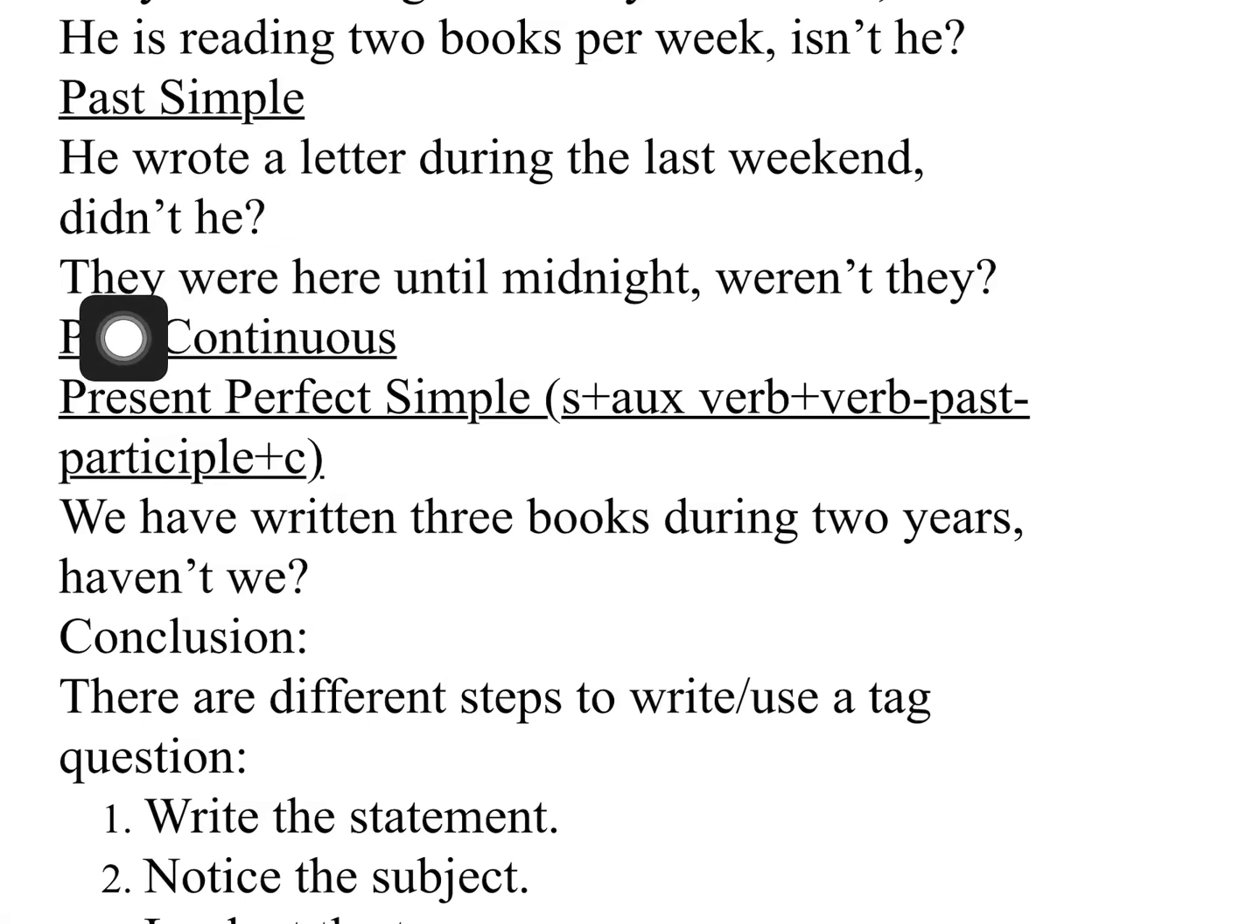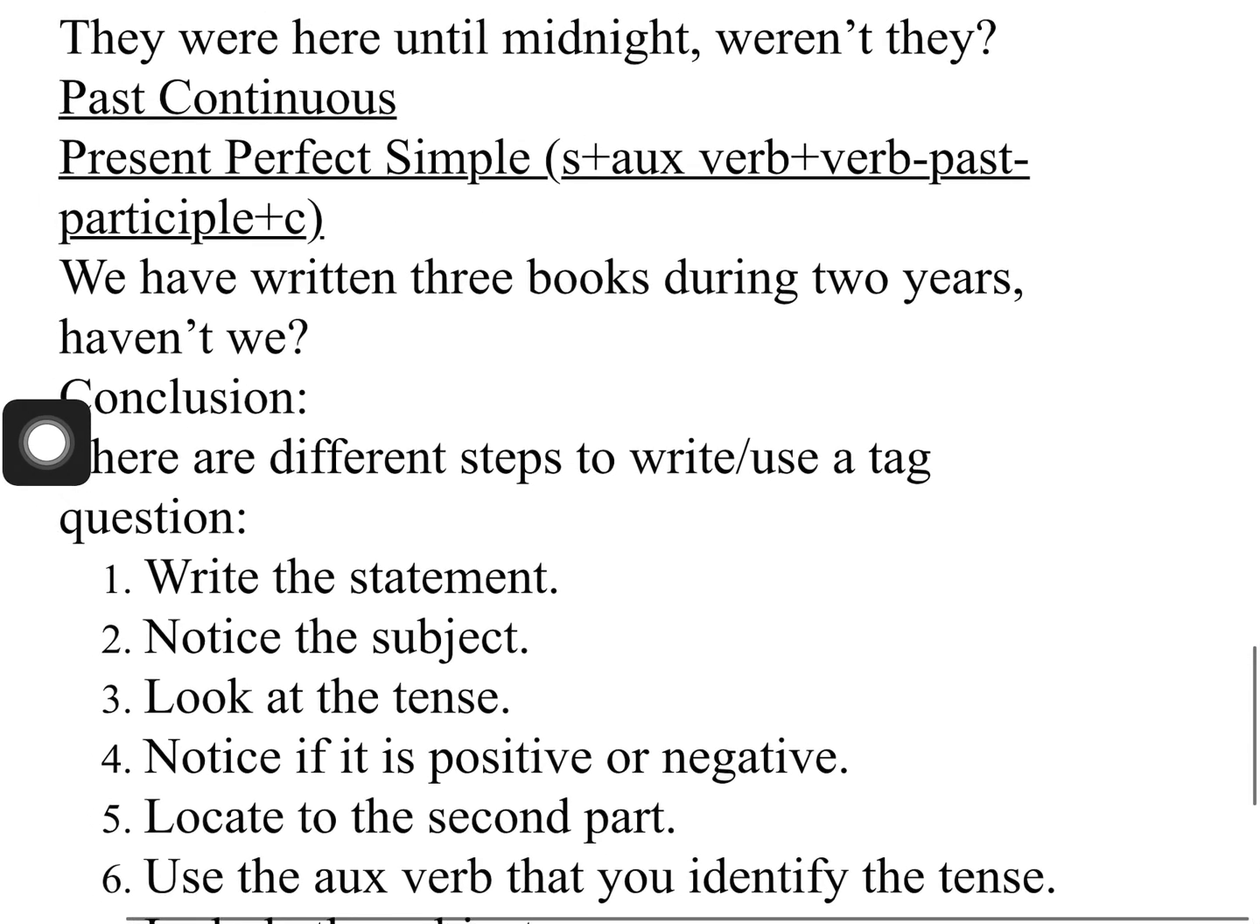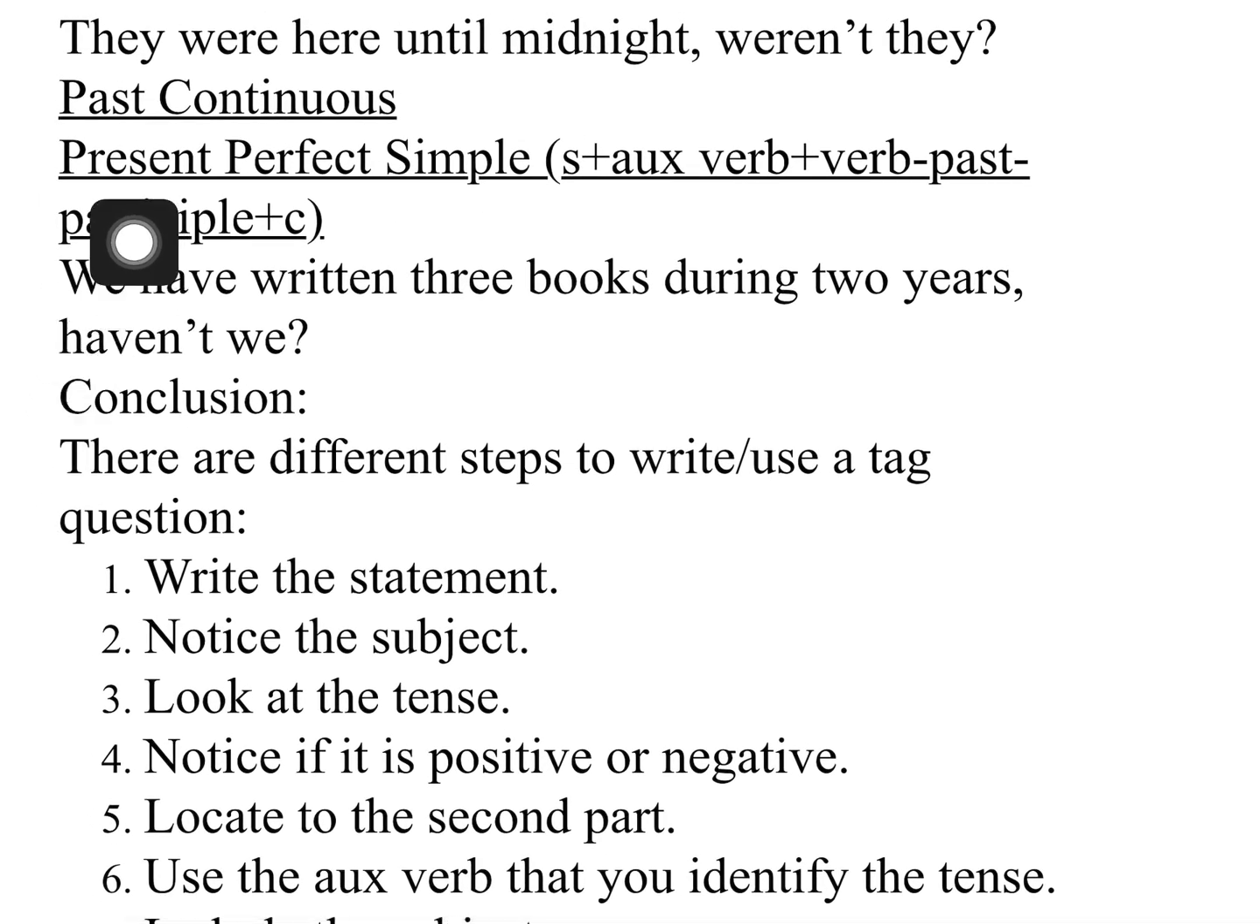But for example, if the statement contains a verb to be in past, the idea is to include it in a negative way. So we are going to use they were here until midnight, weren't they? So we use here they were, weren't they, positive, negative. And the same case happens with the past continuous. Yep, and the present perfect simple.